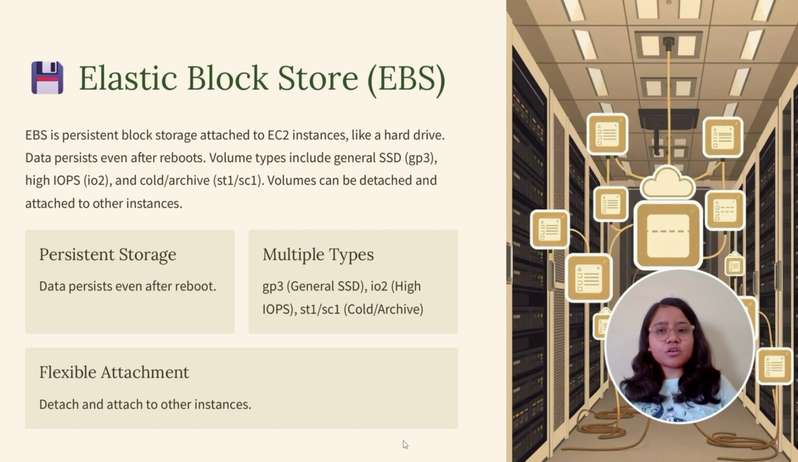EBS is persistent block storage attached to your EC2 instance. Means like a hard drive. Volume types are GP3, IO2, and ST1 or SC1. Volumes can be detached or attached to your other instance. Key points are that data persists even after reboot, there are multiple types, and you can detach and attach to your other instance. These are all about Elastic Block Store.